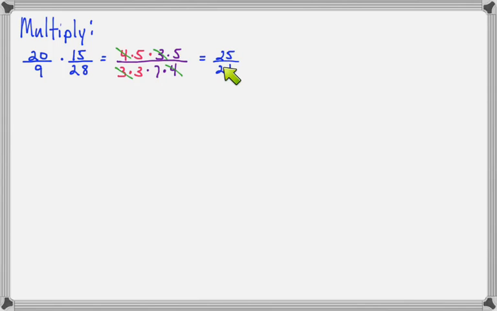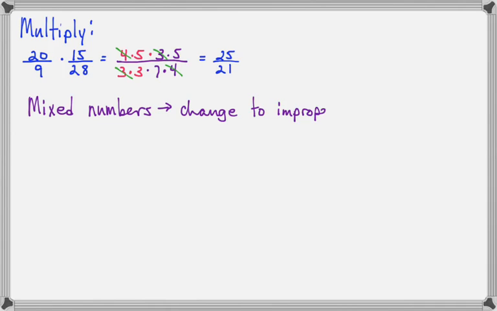And so again, this is an improper fraction, but it's okay to leave it improper because the only time we have to make our answers into mixed numbers is if the problem contained mixed numbers. And let's do one now that does contain mixed numbers.